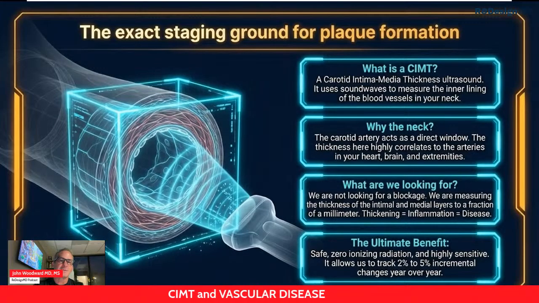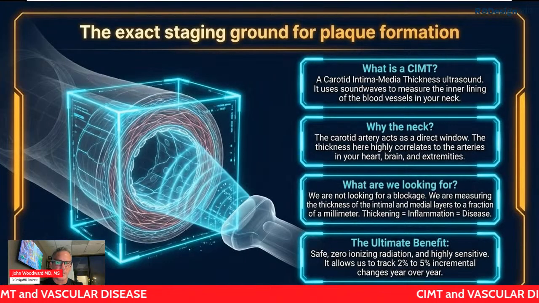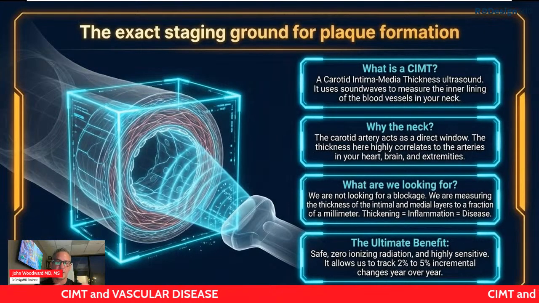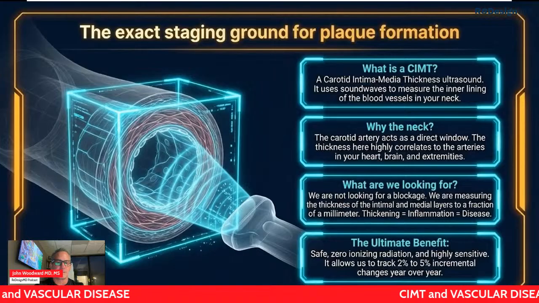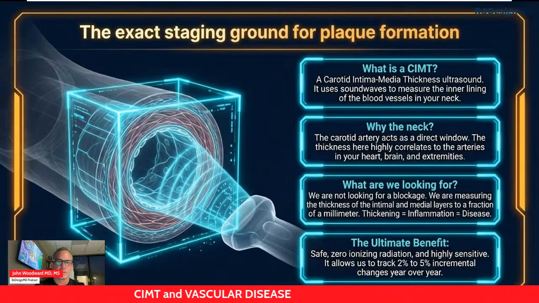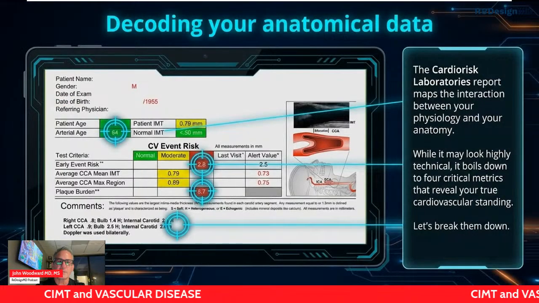The nice thing about CIMT, carotid intima media thickness testing, is there's no radiation. Radiation is oxidative. It's stress on the body. It causes damage. So if we can minimize that and identify your anatomy with a test like this, that's why we bring it into the office. That's why we bring Cardio Risk Laboratories into our office to look at these tests. And so let's get into it. Let's get into your report.